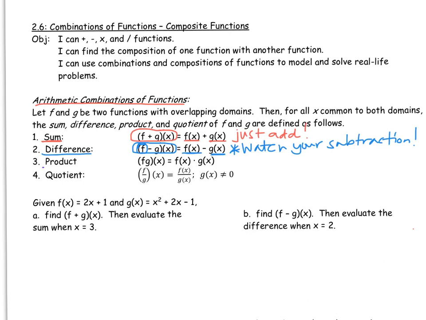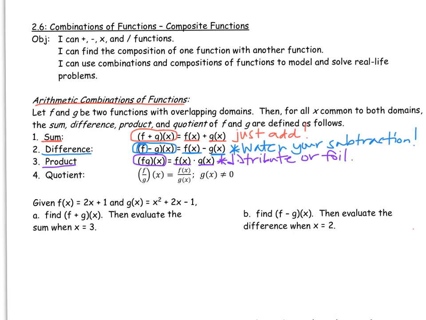The next one is product. And notice it says f times g of x. And notice, you guys, it's not f times g times x. What this means is the first function being multiplied by the second function. So you may have to distribute or FOIL and then combine like terms. And that's finding the product of functions.